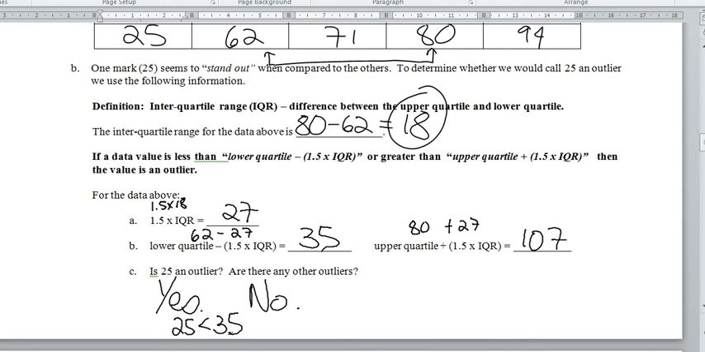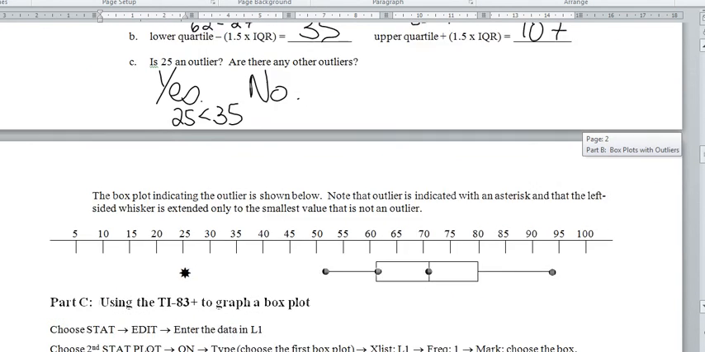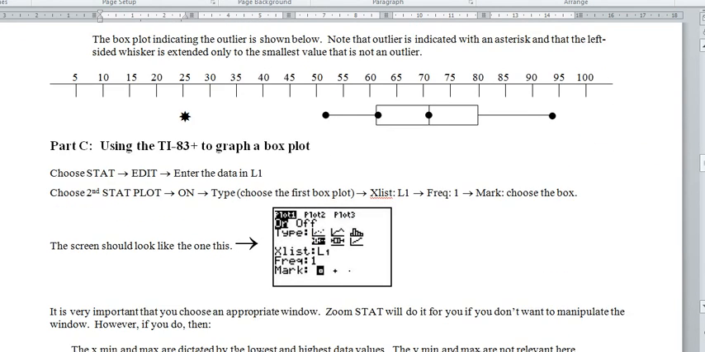All right, next up. I just keep scrolling because I'm in a Word document. Box plot. Actually, I'm just going to save this one.